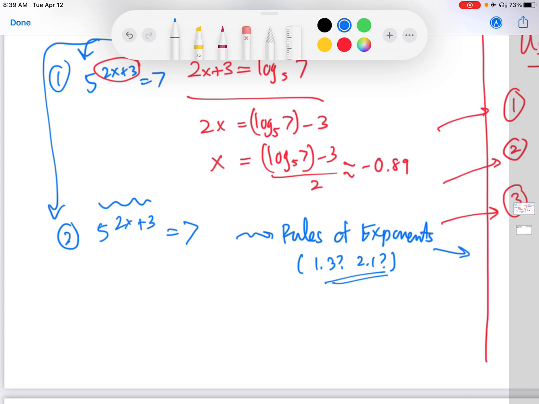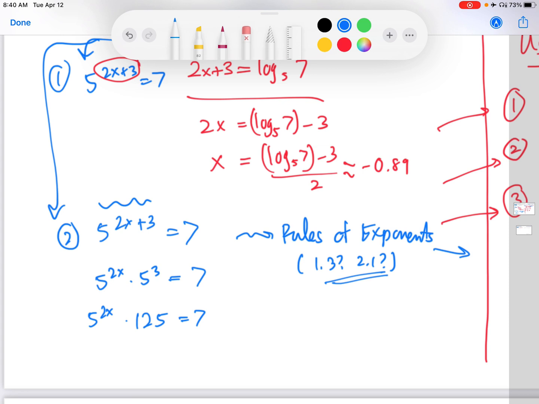Okay, so 5 to the 2x plus 3 is the same as 5 to the 2x times 5 to the 3. Because if we started here, we would have the same base, so we would add the exponents and get back to here. Great, so you can maybe see where I'm going with this. So now I've converted the equation to this. And then on the left-hand side, 5 to the third is 125. So this is 5 to the 2x times 125 equals 7.